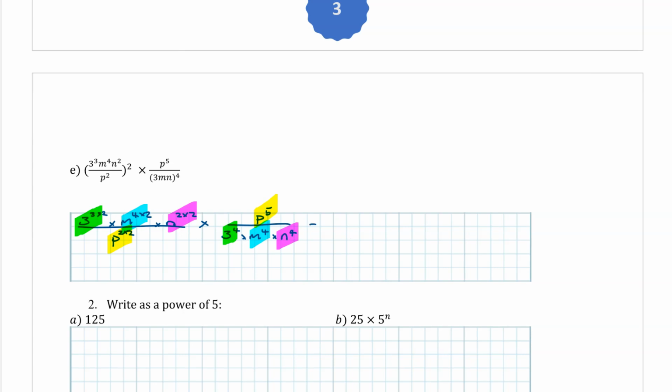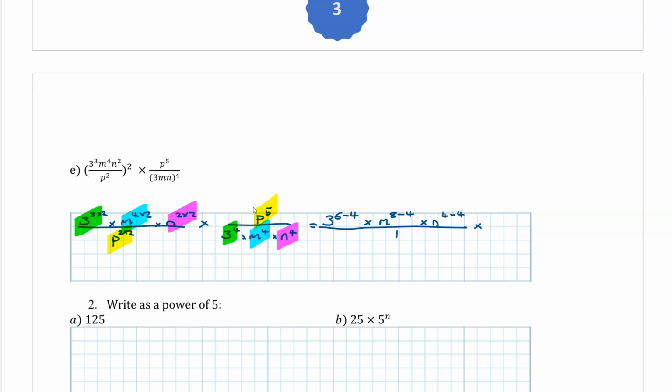So using the index laws around division, we're going to get 3 to the power of 3 times 2. So 3 to the 6, take 3 to the 4, times m to the 8 minus m to the 4, times n to the 4, take n to the 4 like so. And then downstairs, we've got the p, but notice that we've got the p over here. So downstairs, we'll just leave it at 1.